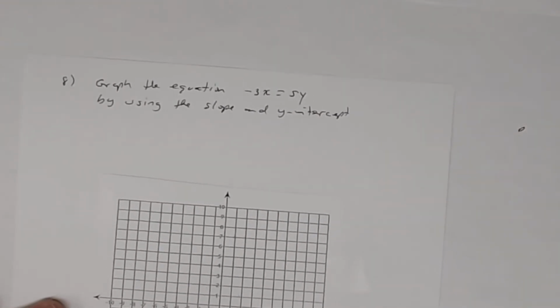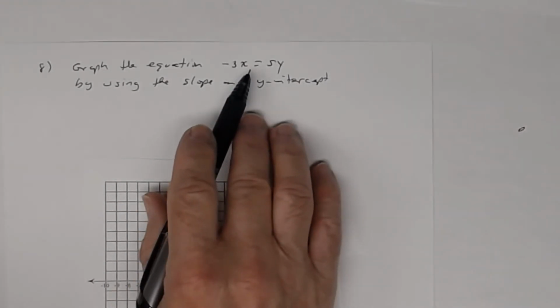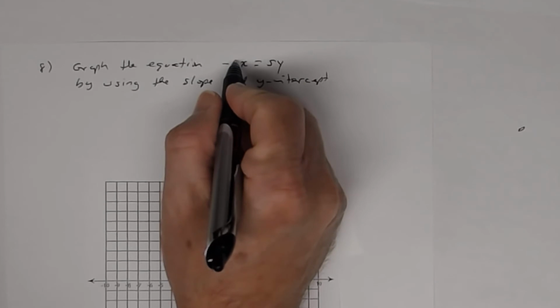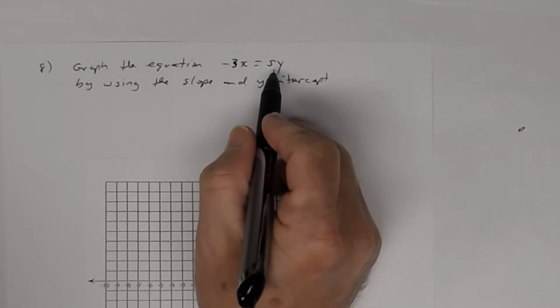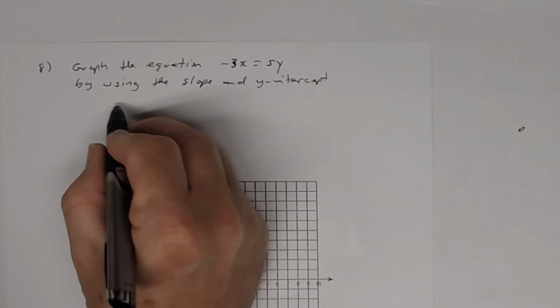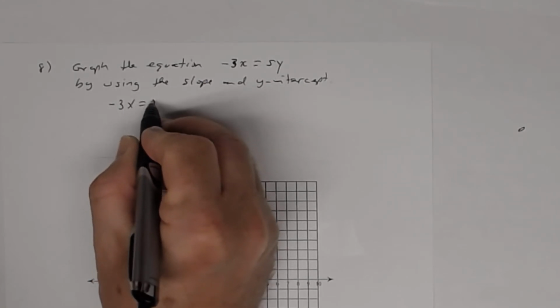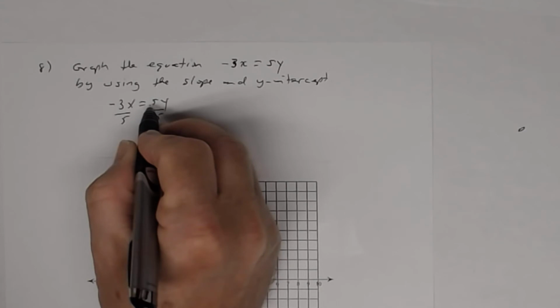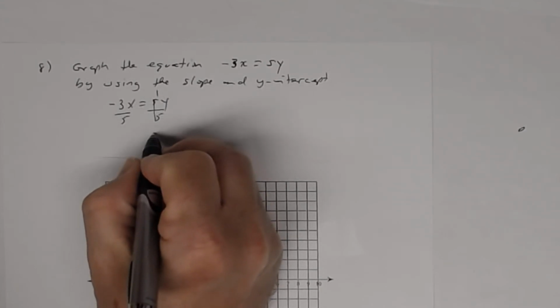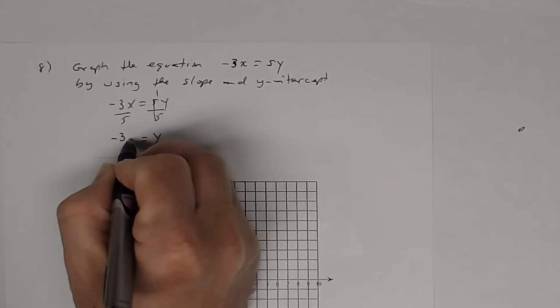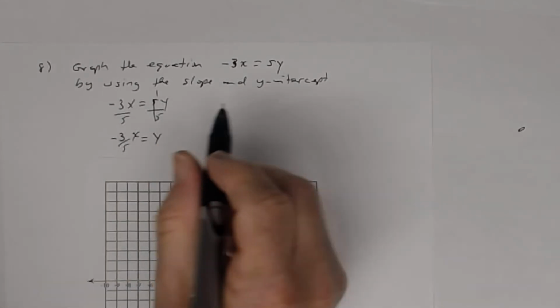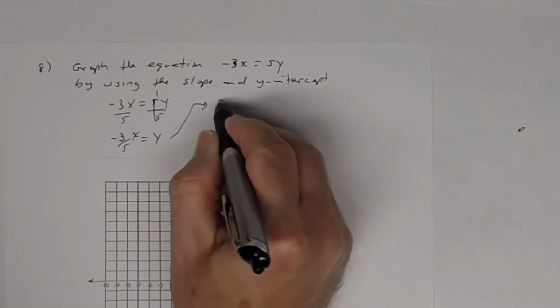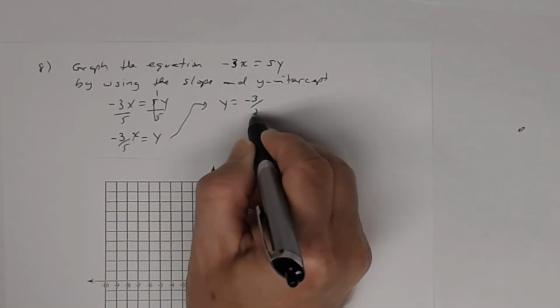So in number 8, I have this equation. That's a negative 3x right here. Negative 3x. So I want to get y by itself. So let me go ahead and rewrite this over. Negative 3x equals 5y. So to get y by itself, I'm going to divide both sides by 5. And then 5 divided by 5 is 1. So I get y equals negative 3/5 x, right? And I'm going to go ahead and rewrite this as y equals negative 3/5 x.